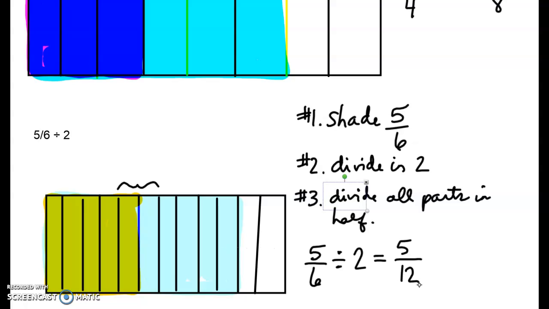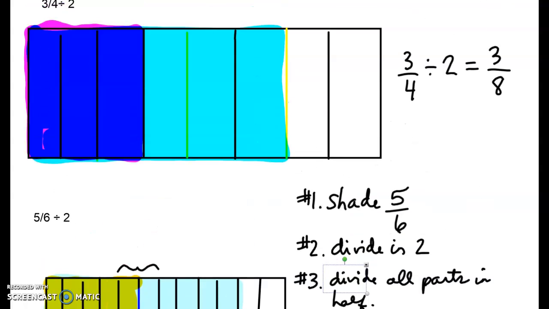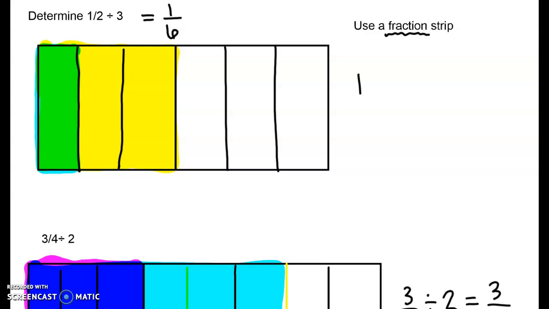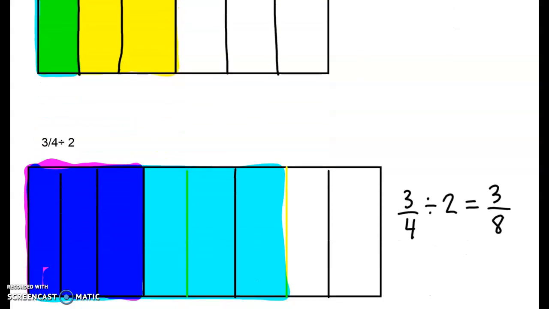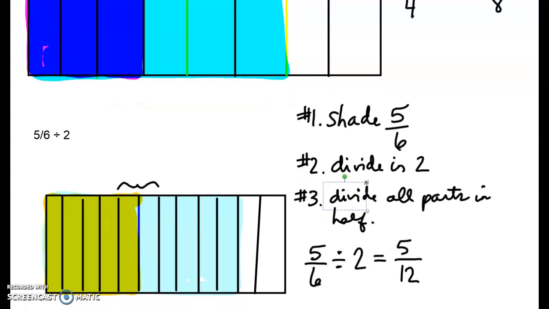5/6 divided by 2 is 5/12. So using this area model, or sometimes we call it a fraction strip, is one way to display or diagram dividing a fraction by a whole number. Another way here is using a number line, the same idea as we skip counted when we are multiplying fractions.